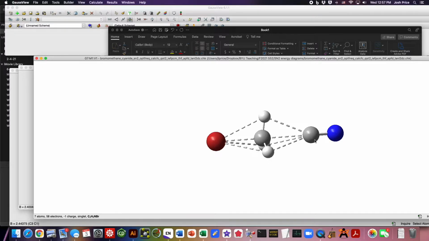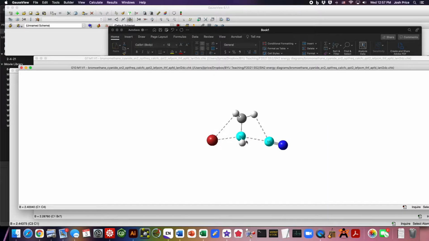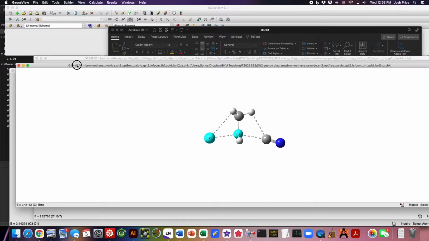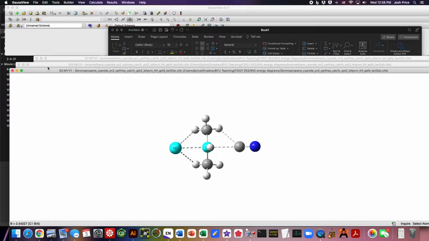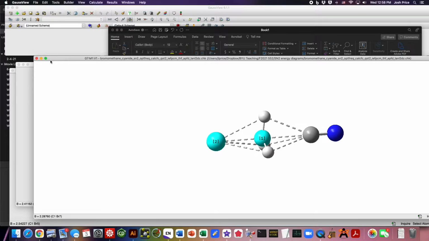Here is the transition state for cyanide reacting with bromomethane, and we can measure the distance between bromine and carbon at 2.2 angstroms. We can do the same for bromoethane, and that distance is 2.4 angstroms, versus 2-bromopropane, where that distance is 2.5 angstroms.